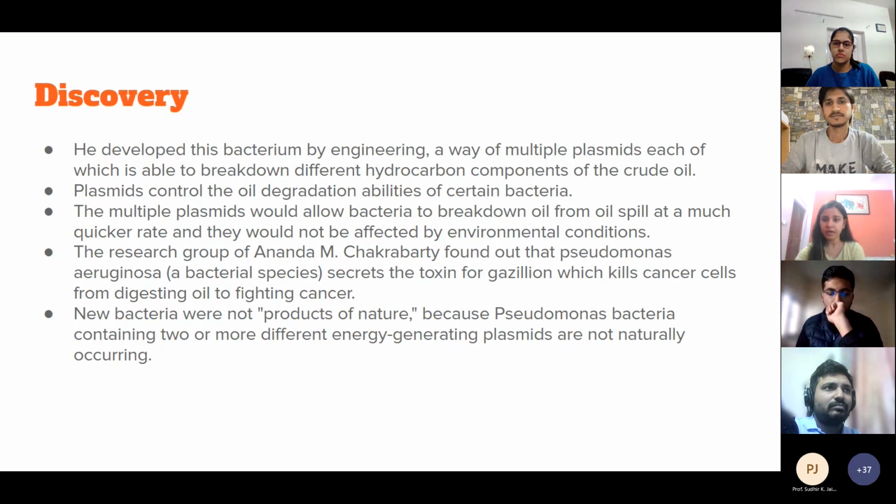A prior method had to rely on a mixture of bacterial strains, each of which acted on a different set of hydrocarbon components.